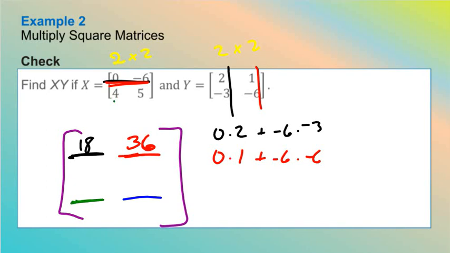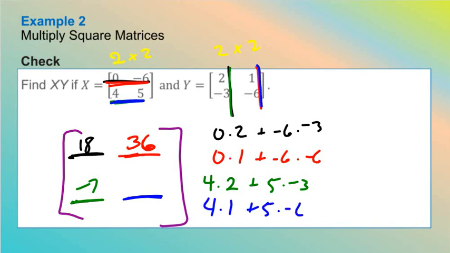Next, row 2, column 1, so 4 times 2 plus 5 times negative 3. It gives us 8 plus a negative 15 gives us a negative 7. And the last one is row 2, column 2, 4 times 1 plus 5 times negative 6. That's 4 plus a negative 30 gives us a negative 26.